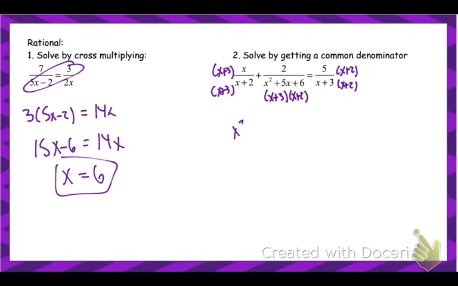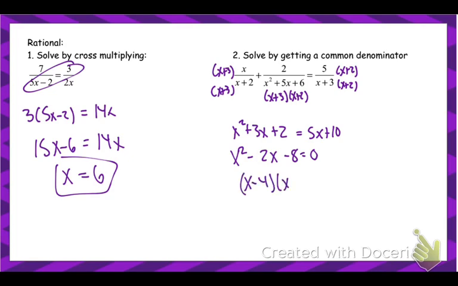So here I would have x squared plus 3x plus 2 is equal to 5x plus 10. Since it's quadratic, I need to set it equal to 0. And then I can factor. And again, check for extraneous solutions. -2 is an extraneous solution because if I were to plug it back in, that would give me 0 in the denominator. And we can't divide by 0, so -2 is extraneous. x equals 4 is our only solution.